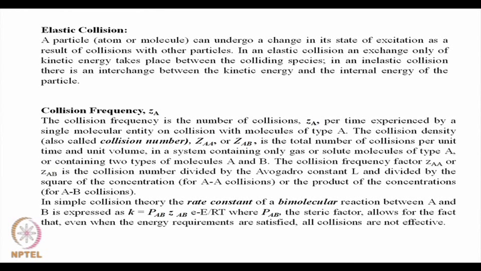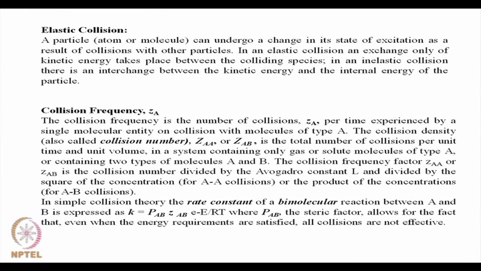Okay. And collision density Z, capital Z_A or Z_AB, is the total number of collisions per unit time per unit volume in a system containing only gas or solute molecules of type A, or containing two types of molecules, A and B.